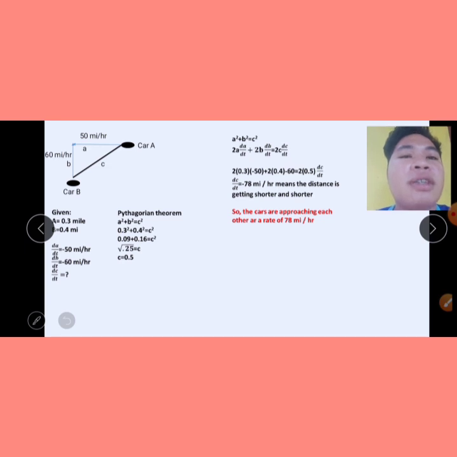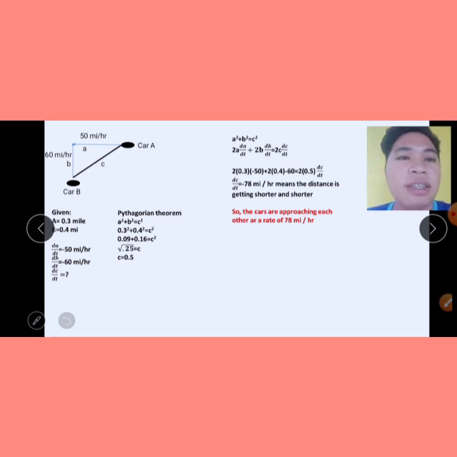But in speed, there is no negative speed, right? There is always no negative speed. But we put negative to emphasize that in the problem they are going to approach each other. So the missing is dc/dt. In this problem, we can use the Pythagorean theorem, which is a squared plus b squared equals c squared, and the missing is c. So we need to find c.